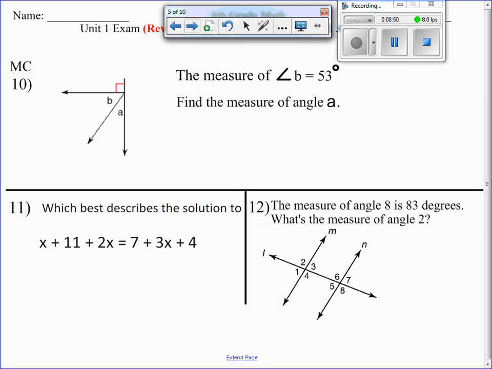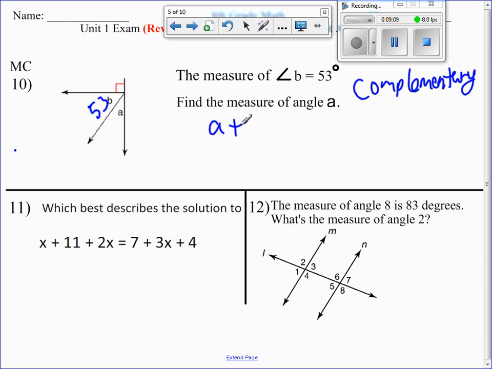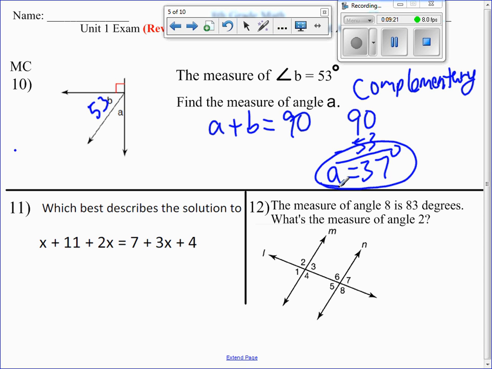Number 10. It says angle B is 53 degrees. I like to write it right on the diagram. I noticed that A and B together form a right angle, or 90 degrees. Remember, this is known as complementary if they ask for some kind of explanation. So I know that A plus B equals 90. That's all that means. So if I do 90 minus 53, that gives me 37 degrees. So A equals 37 degrees.